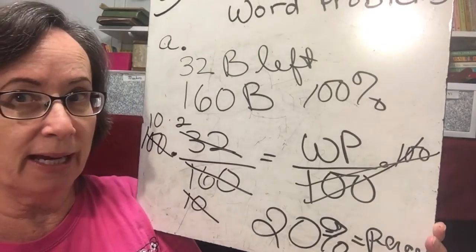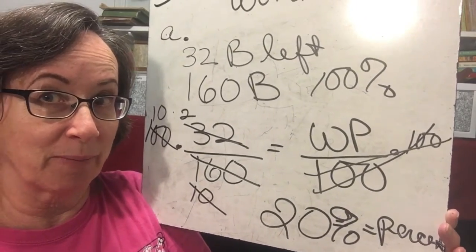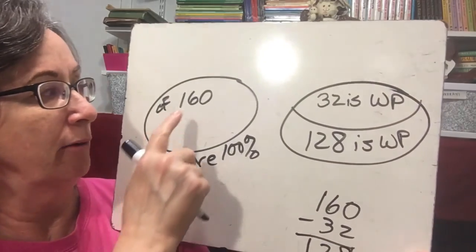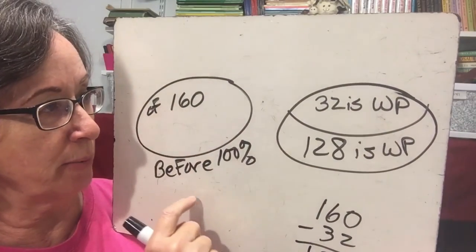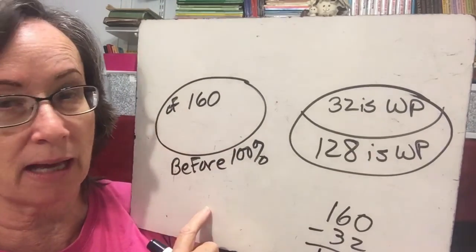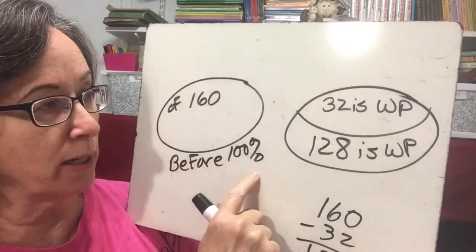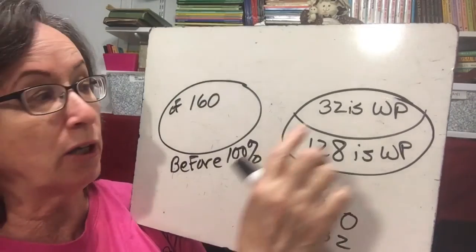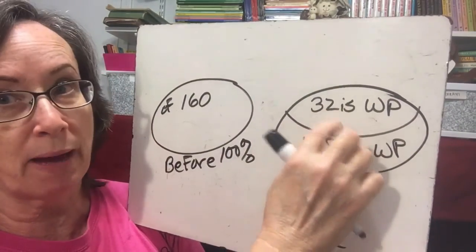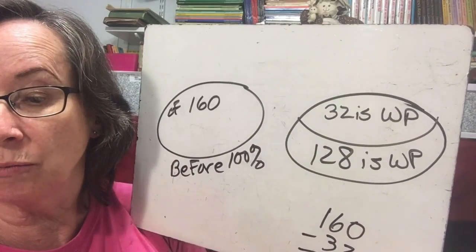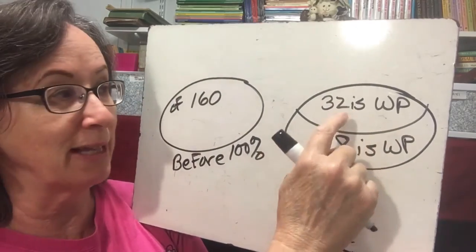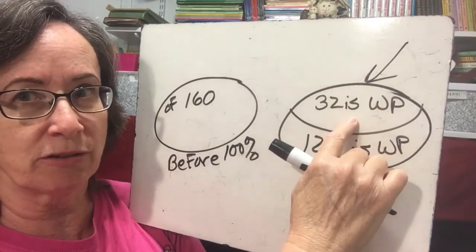Now, let's go ahead and do the diagram for that problem. So here are my eggs. Okay, so 160 was the original number, 160 bagatelles, and so that's my before number, my 100%. 32 was the number of bagatelles left, and their question was what percent remains. Left and remains mean the same thing. So this is the number that would be the answer to the problem.